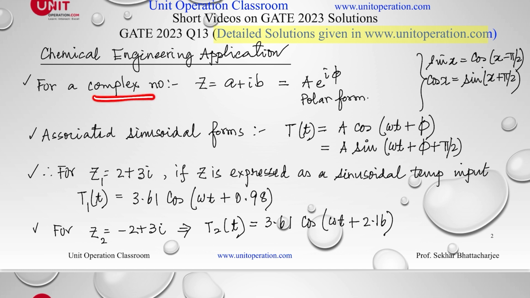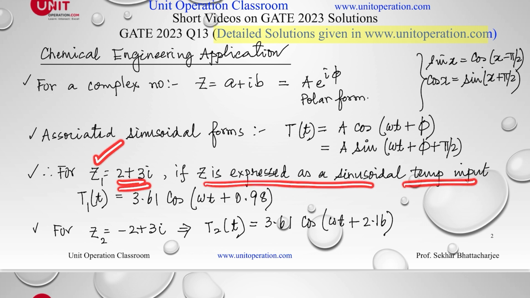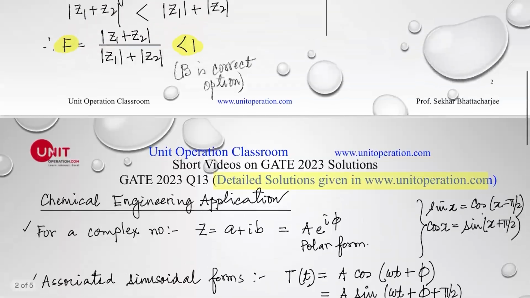We know for a complex number, a plus ib, this can also be expressed in terms of the polar form, and the associated sinusoidal forms can be expressed as a cosine function or as a sine function. These are standard trigonometrical identities, so these are very easy. If I apply this for Z1, 2 plus 3i, say Z is expressed as a sinusoidal, let's say temperature input to a particular heat exchanger or to a vessel.